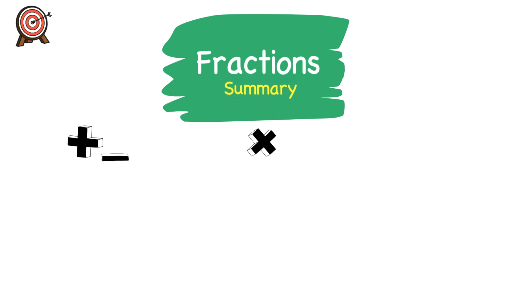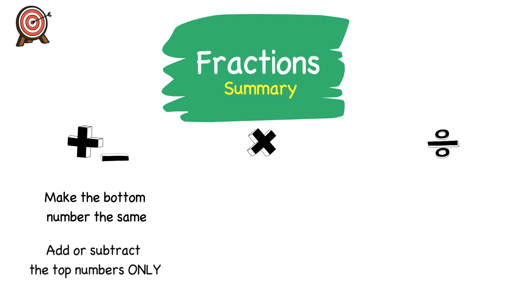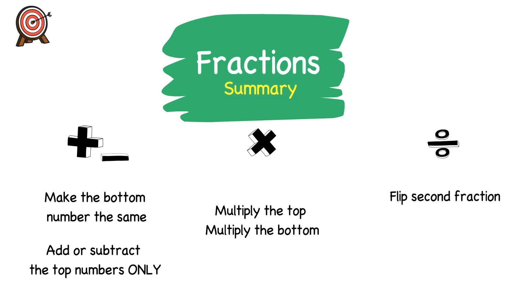So in summary, for fractions there are three main rules, one for adding and subtracting, where you make the bottom number the same and then add or subtract the top numbers only. Second rule for multiplication, you multiply the top and multiply the bottom. And then for the third and final rule for division, you flip the second fraction and change the sign to a multiply.